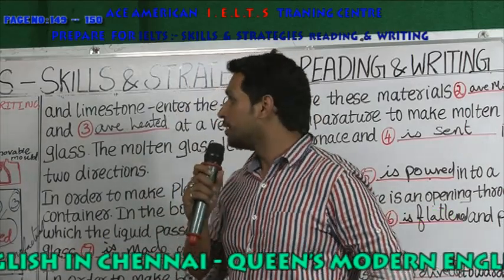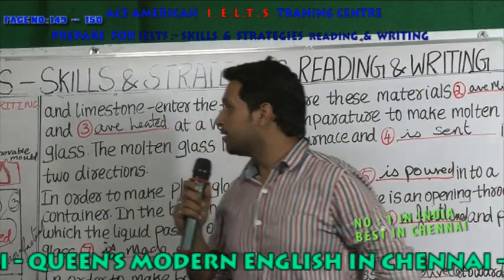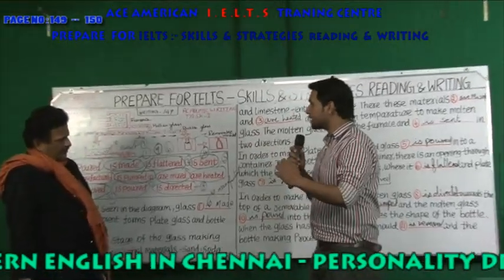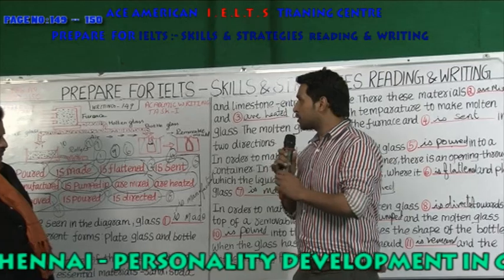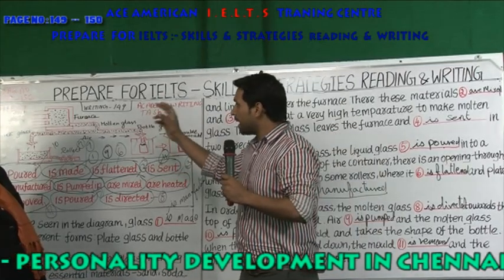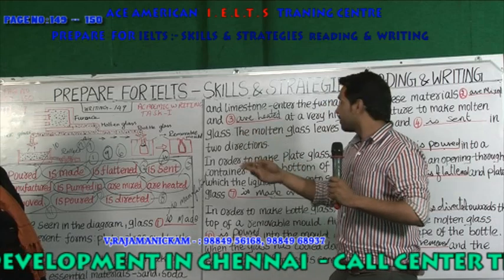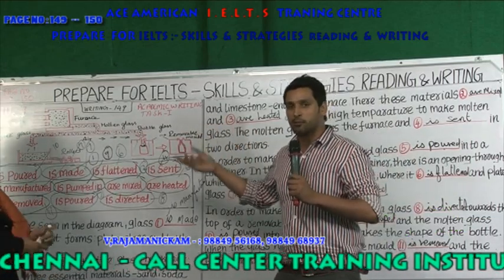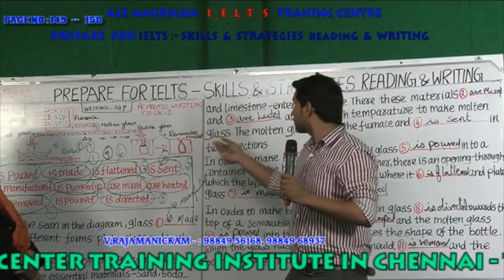This diagram tells us the process of making different types of glass. The purpose of the diagram seems to be showing how different types of glass are made. First we have to add the basic raw materials, that is sand, soda and limestone, into the furnace. There we first have to mix it and then heat it at a very high temperature.